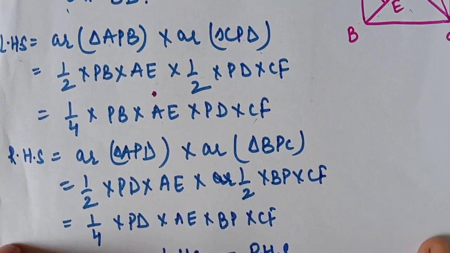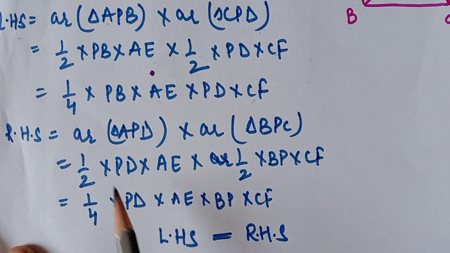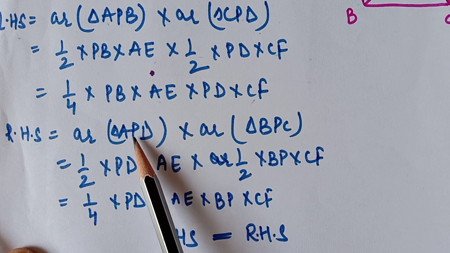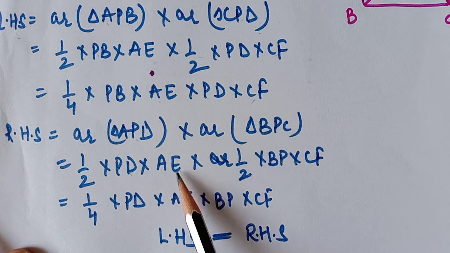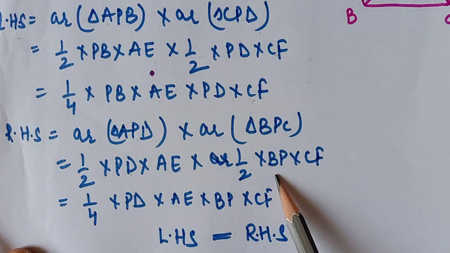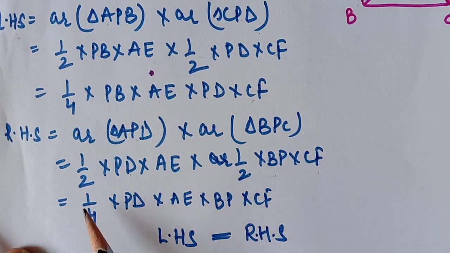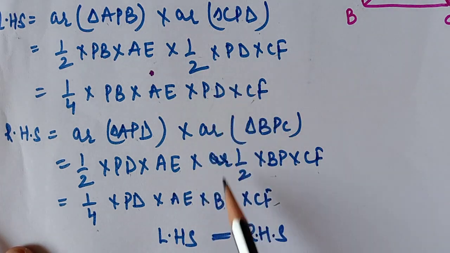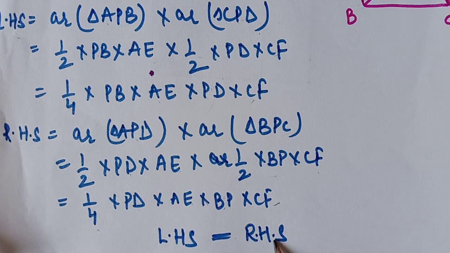Similarly, we will take the right hand side of the question, which is the area of APD multiplied by the area of PBC. So half into base into height, half into base into height. For this triangle, base is PD and height is AE. For this triangle, base is PB and height is CF. So this is also equal to 1/4 of PB into AE into PD into CF. If you are able to recognize that these two parts are equal to each other, then the left hand side is equal to the right hand side. We have to prove this only. So student, this is your question number 6.